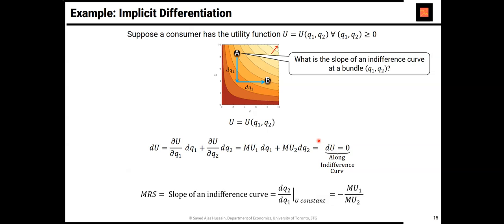Example. Let's go back to the happy days of micro. Imagine a consumer has a utility function. Your utility depends on two goods, Q1, Q2. So here are, for example, the plots of indifference curves.